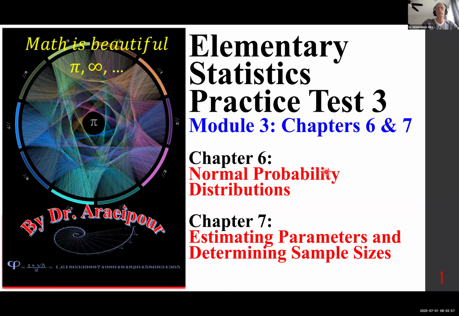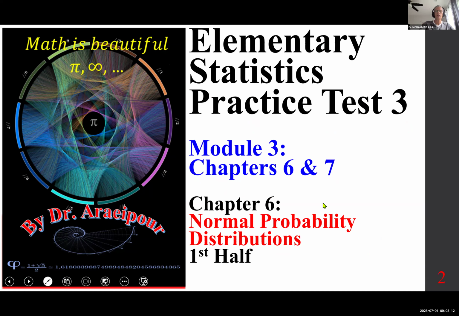Good morning, class. We are looking at statistics practice test number 3, module 3, covering chapter 6 and 7. Chapter 6, normal probability distribution. Chapter 7, estimating parameters and determining sample sizes. Here's chapter 6, normal probability distributions. So we're going to cover chapter 6.